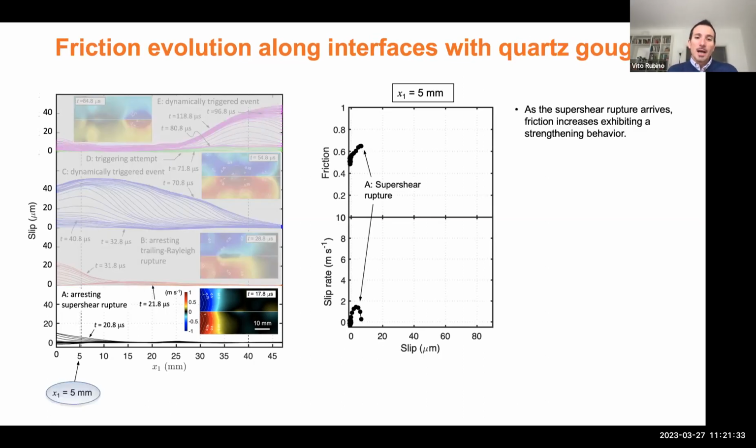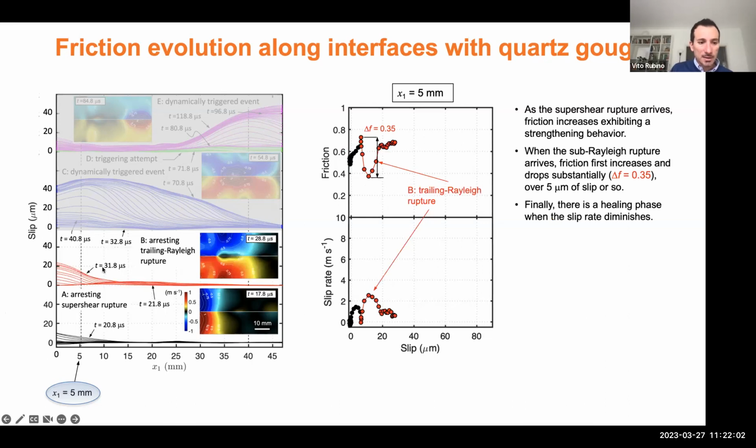Now, if we track friction and slip rate versus slip, one by one for these events, what we see is that initially we have this slip rate going up to nearly 2 meters per second, just below that. But it only results in a strengthening behavior of friction. The other events are shaded, so I'm just highlighting one by one the events that I'm discussing. So next one is this trailing Rayleigh rupture, which has this important drop in friction. It is characterized by strengthening behavior, followed by dynamic weakening, and then healing or strengthening.